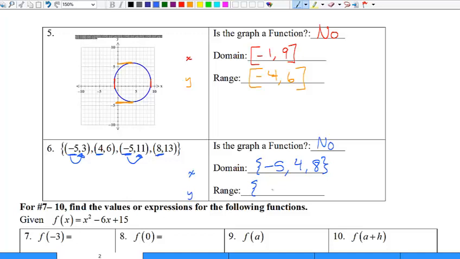For the range, which is the y's, I got 3, 6, 11, and 13. So notice that there are more ranges than there are domains. If there are ever more ranges than there are domains, you know that's a dead giveaway that you can't have a function there.